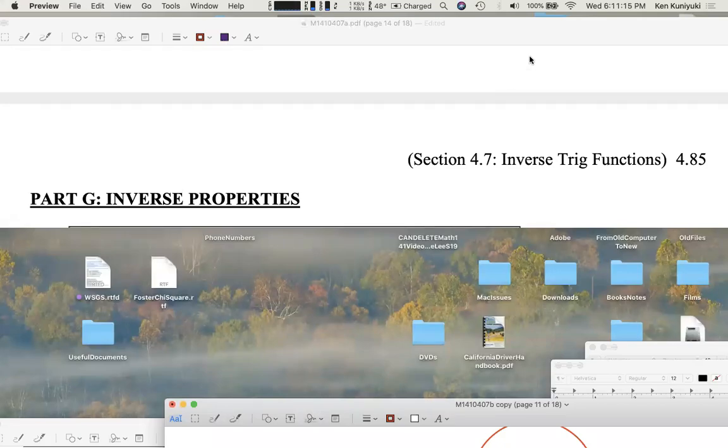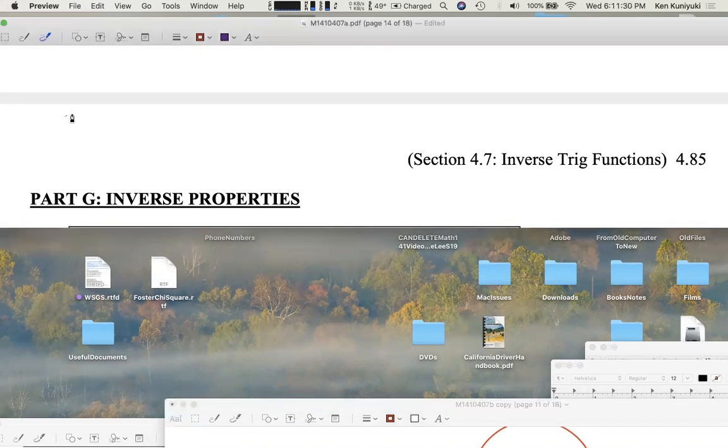Hi everyone, we're continuing with section 4.7 on inverse trig functions, and we're now going to discuss two groups of inverse properties. Let's remember inverse properties for other functions. For example, what is the cube root of the cube of x for all real values of x? This is just x, because the cube root function and the cubing function are inverse functions. They undo each other perfectly.